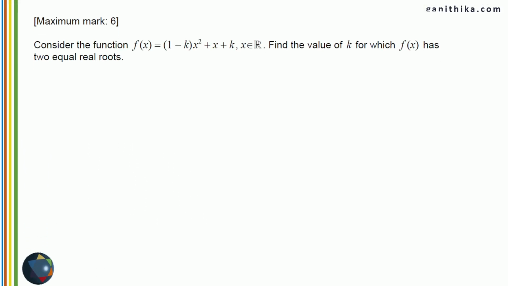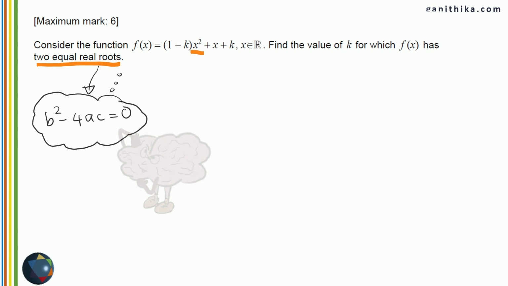Going to the next question, consider the function f of x is equal to 1 minus k times x square. The moment you see that, you should understand that we are in quadratic function topic here. And we need to find the value of k for which f of x has 2 equal real roots. In this case, since you see the word roots, you should not be going for the quadratic formula to find the roots. In this case, we are going to be using the discriminant equal to 0 condition because we need to have 2 equal roots, which comes under the nature of roots for quadratic.